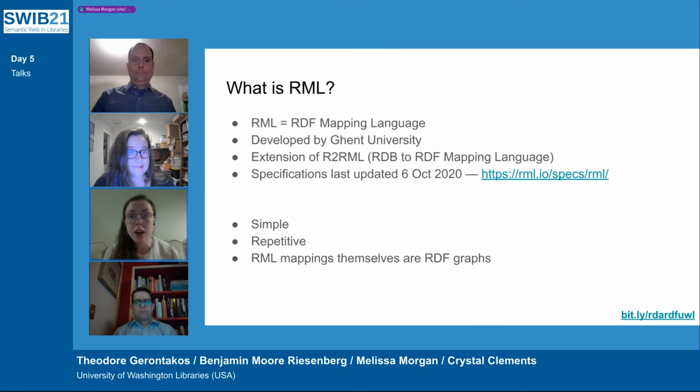So what is RML? RML stands for RDF Mapping Language. It is meant for converting non-RDF data into RDF data, which isn't exactly what we're doing. We're converting RDF data into a different kind of RDF data, but it still works for us. So the advantages of using RML are that it's relatively simple, it's repetitive, and RML maps themselves are RDF graphs. So what this meant for us is that instead of writing out conversion code for each of our thousands of mappings individually, we could write a Python script that will generate that code iteratively with some variables swapped out as needed.